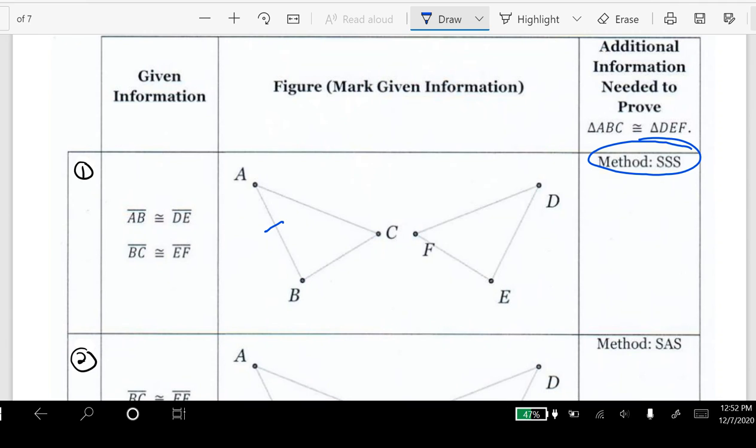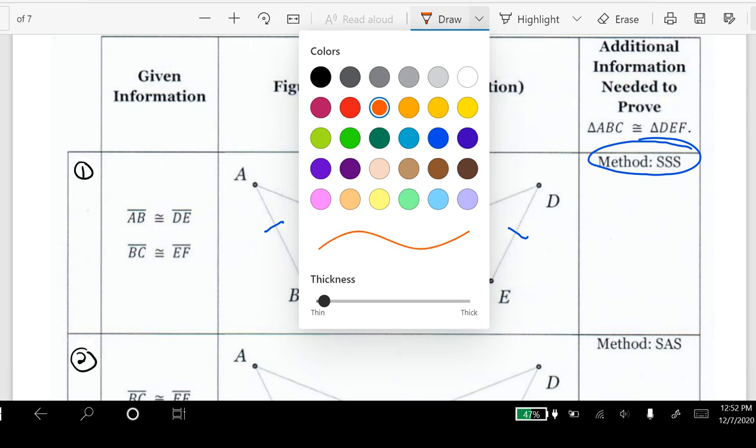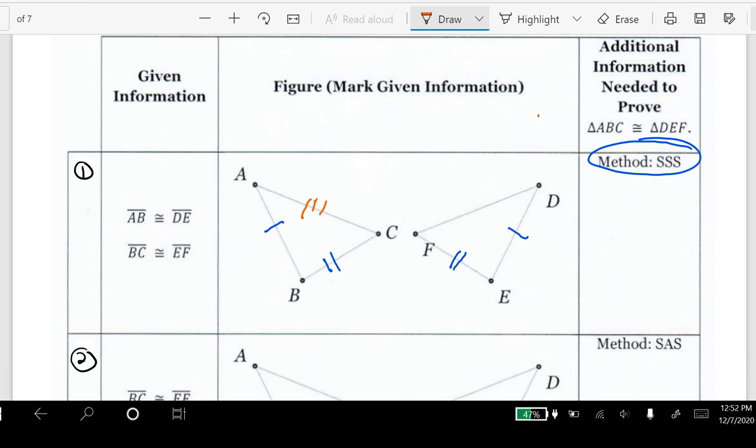So I have AB, I have DE, I have BC, I have EF. So for side, side, side, I would need a third side. And that third side would be AC and DF. So I would need AC is congruent to DF in order to prove this by side, side, side.